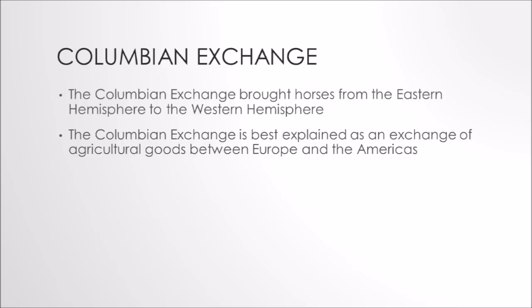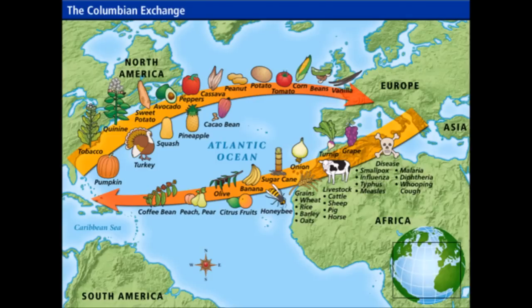The Columbian Exchange brought horses from the Eastern Hemisphere to the Western Hemisphere, and it is best explained as an exchange of agricultural goods between Europe and the Americas. This diagram shows you the exchange of goods between the Eastern and the Western Hemisphere.